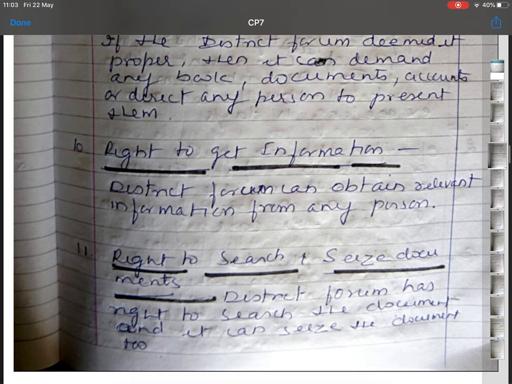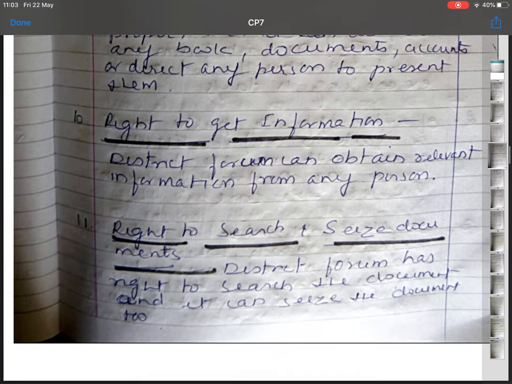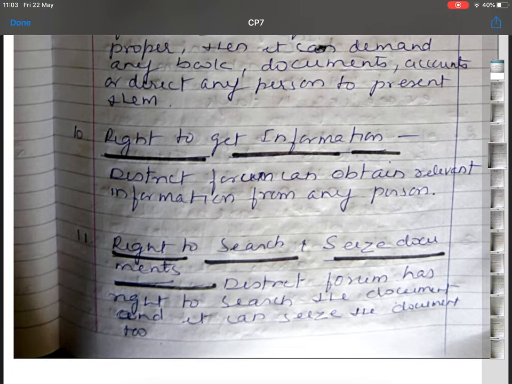Then, the right to search and seize documents. Yes, the district forum has the right to search the documents and seize those documents which are related to the complaints. And they will return these documents to the concerned party after the hearing of that matter.